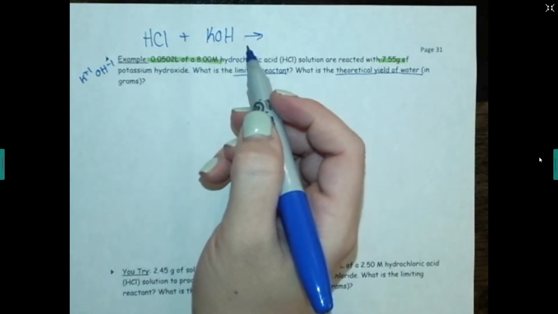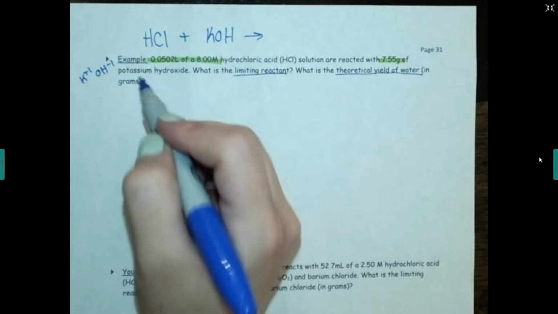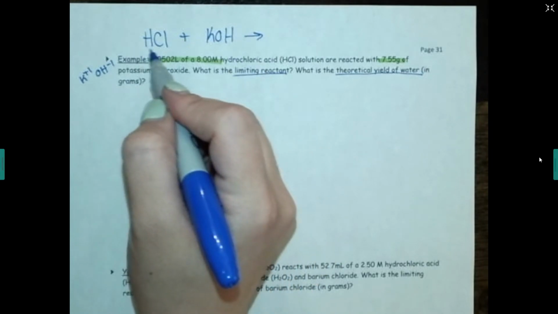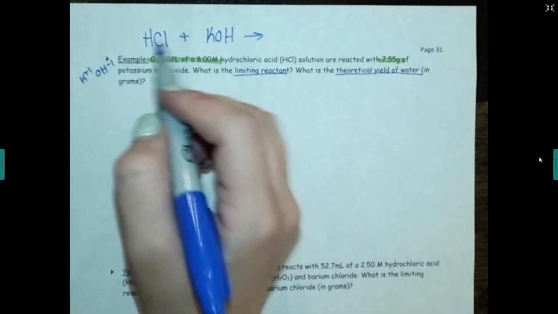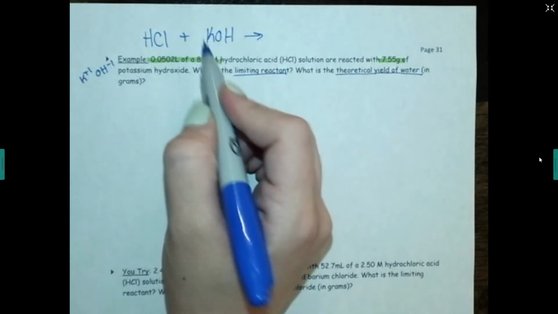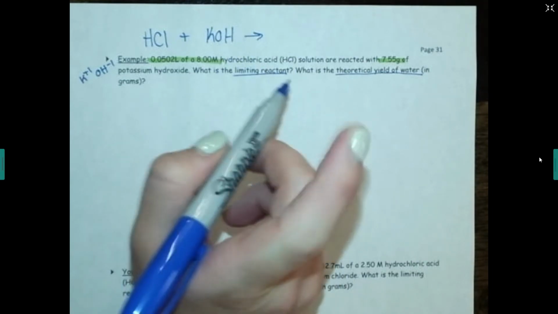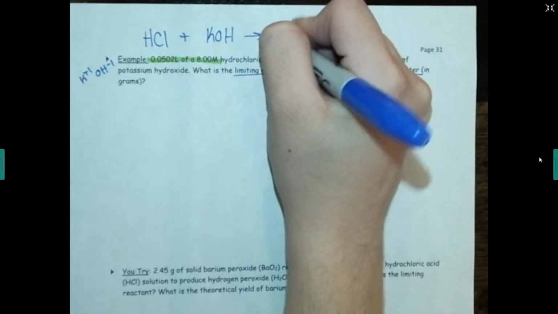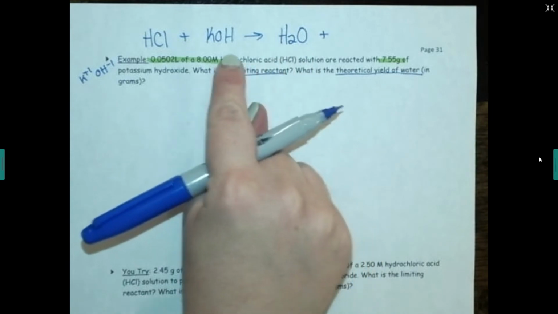Okay, this would be a neutralization reaction. I know it's neutralization because I have an acid and a base. How did I know this was an acid? Because it starts with hydrogen. How did I know this was a base? Because it ends in hydroxide. Whenever you have an acid and a base, something that starts with hydrogen and something that ends with hydroxide, you know it's an acid-base neutralization reaction. And you know that your products are going to be water, which of course is H2O, and a salt. And the salt is going to be whatever's left over.